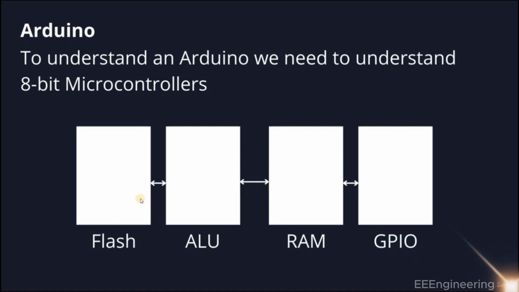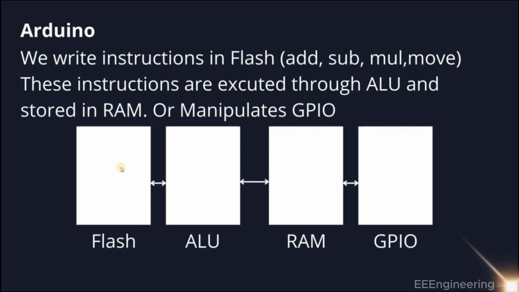So an Arduino basically contains a flash, ALU, RAM, and GPIO. And any microcontroller actually contains by the bare minimum 4 modules right here. So you write a program, it's executed in ALU. If you need to store some stuff, it's going to be stored in the RAM. If you're going to activate some motor or lamp, it's going to be through these GPIOs.